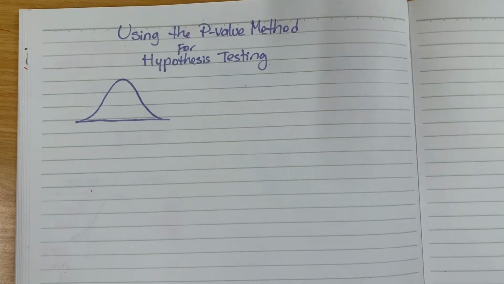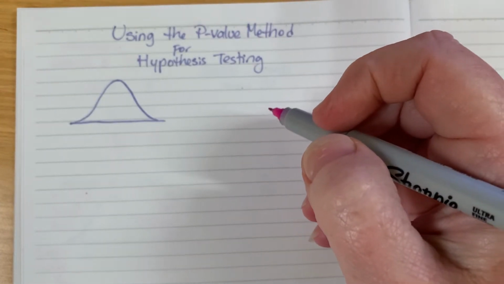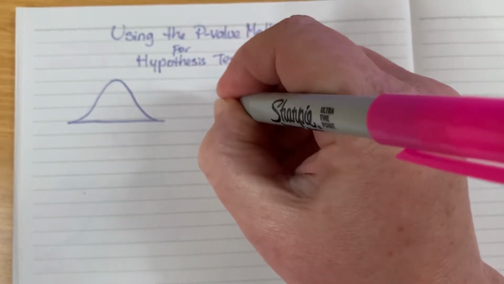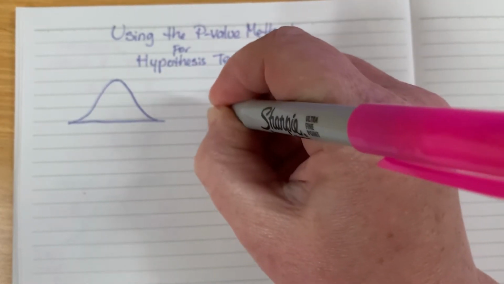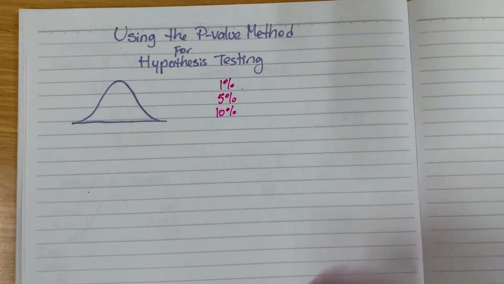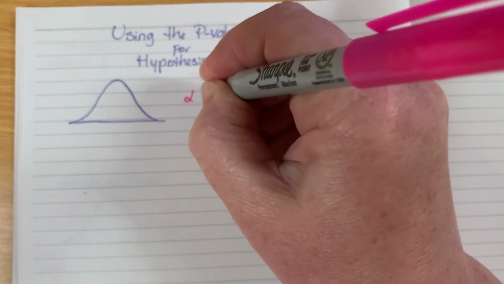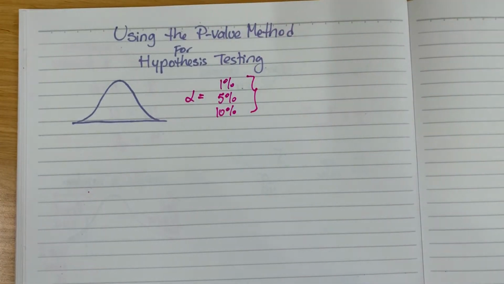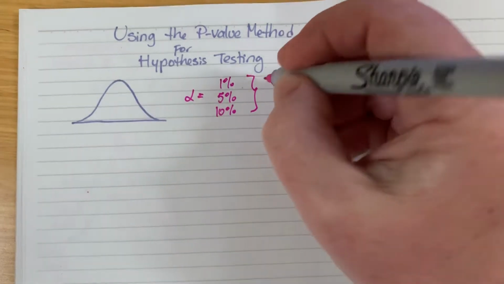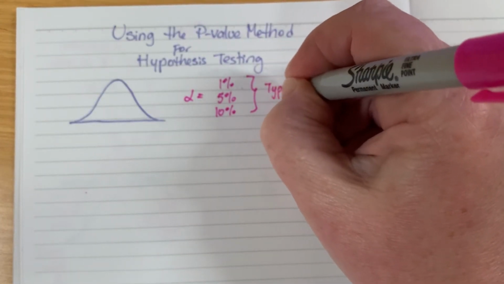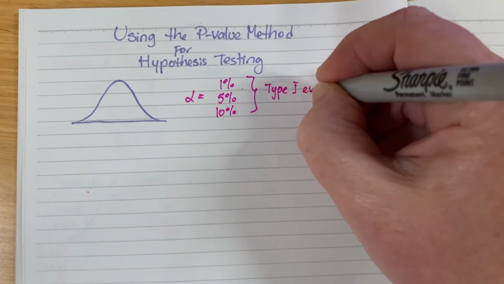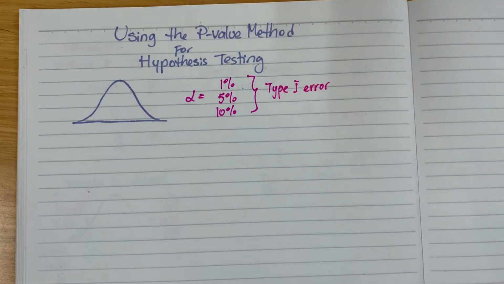I'll remind you that the usual significance test levels are the 1%, the 5%, and the 10% significance levels. All of these are going to be how important it is to us to make that type 1 error. Remember, type 1 error is when we reject a true null. How important it is for me to make this type 1 error.